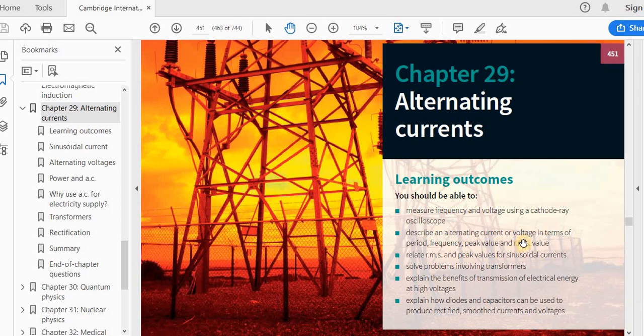Describe an alternating current or voltage in terms of period, frequency, peak value. You know, peak value means the highest value. Peak value and r.m.s value. So r.m.s, root mean square value. We can have a look at that over here.